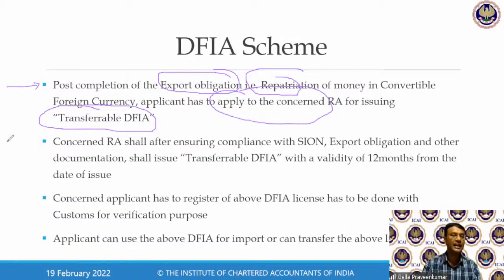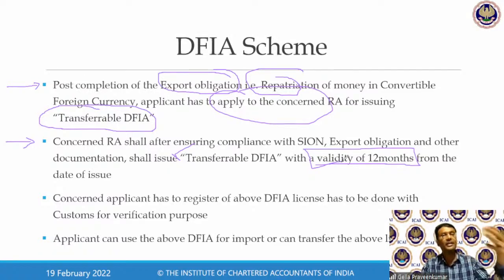So this RA shall verify all the details given. He will look into the CON, he will look into the export obligation, he will look into the documents which are given. Based on all these compliances, he issues something called transferable DFIA. And this has got a validity life of 12 months. So from the day that authorization has come, within a span of 12 months, I have to encash that particular thing.